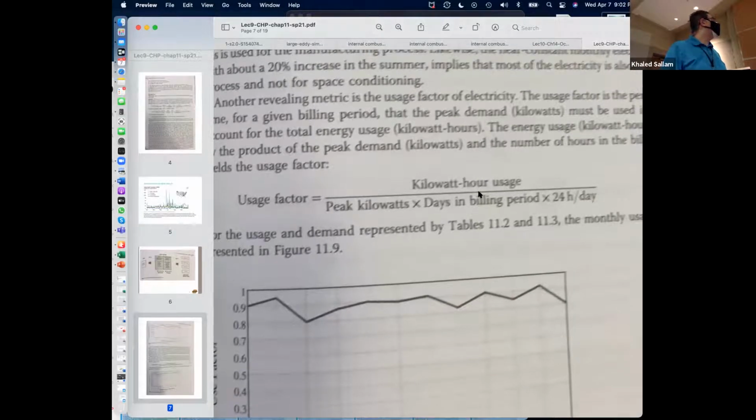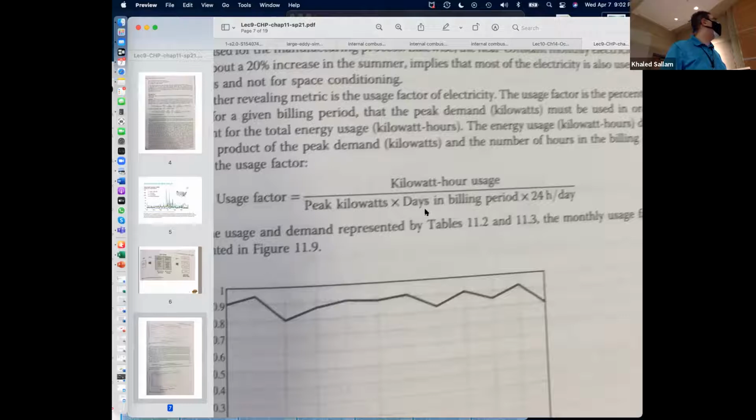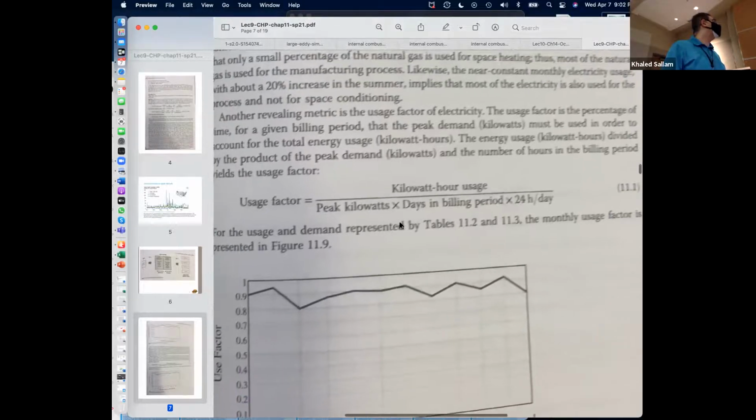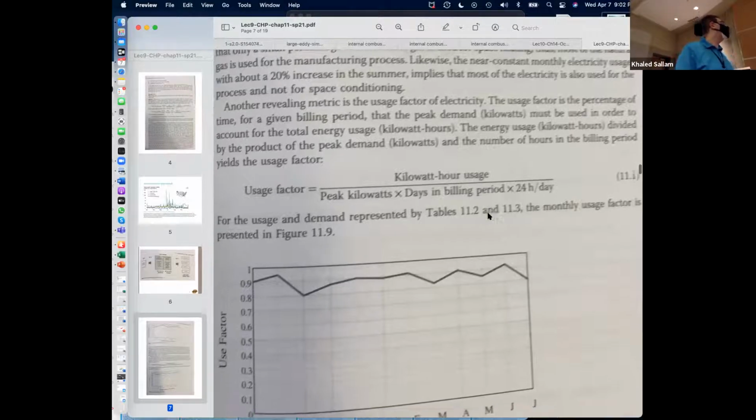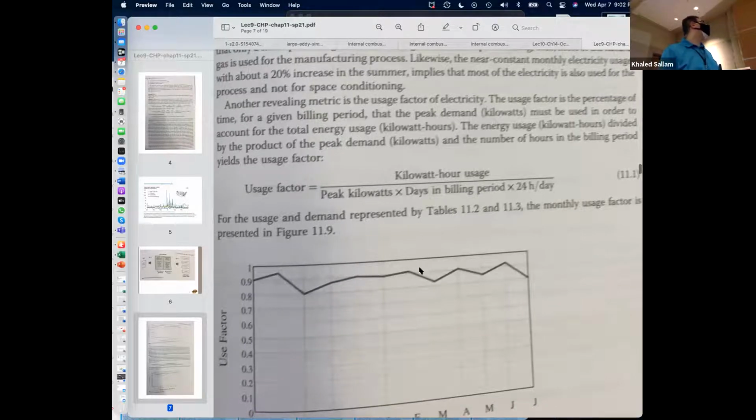So there is something called the usage factor. So kilowatt hour usage over the peak kilowatt over the day times hour. So what he's trying to say here, he's trying to figure out, are we always running full load, equipment running all the time, or are we spiky? So when you compare the kilowatt hour over the peak kilowatt, multiplied by time, that will tell you how often you run your equipment. Okay?